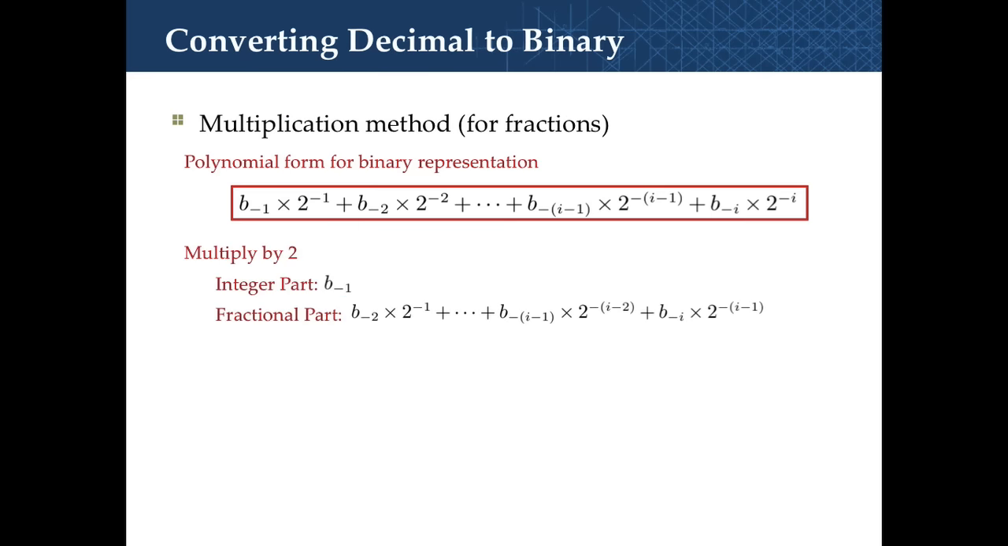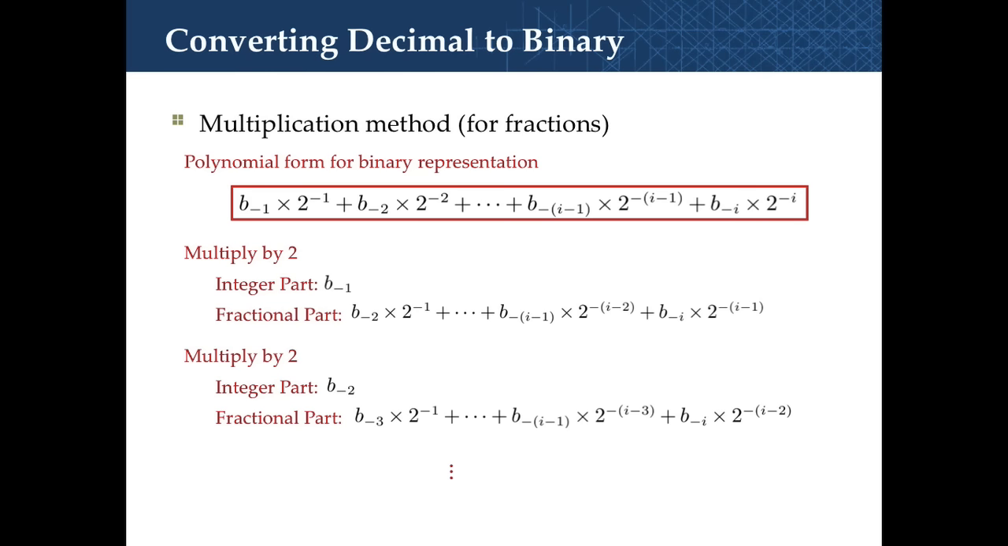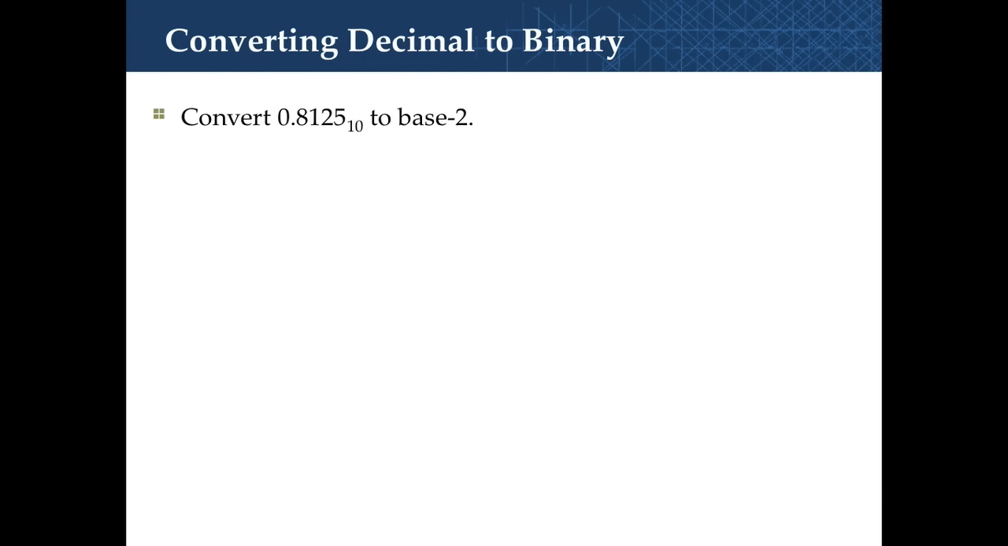We can also convert from a decimal fraction to a binary fraction by continually multiplying by 2 and taking the integer part. And so the first integer part is going to be the first bit, and the second integer part will be the second bit, etc. Makes more sense if we see an example. So I want to convert 0.8125 to base 2. So I multiply it by 2 and I get 1.625.